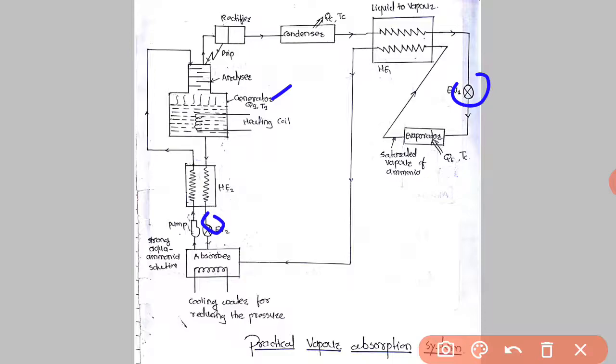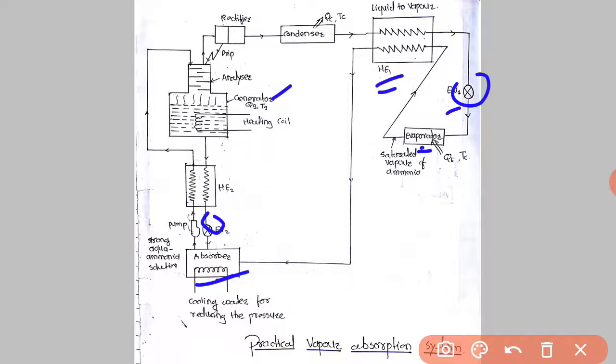In the next step, the liquid refrigerant is subcooled by using low temperature aqua ammonia vapor, and this subcooled refrigerant passes through the expansion valve. Here the subcooling takes place in heat exchanger 1, and then it passes through the expansion valve to the evaporator. The refrigerant is absorbed in the evaporator and passed to the absorber through the heat exchanger. So what is the function of this heat exchanger? The function of the heat exchanger is to provide cooling of the weak solution and heating of the strong solution.